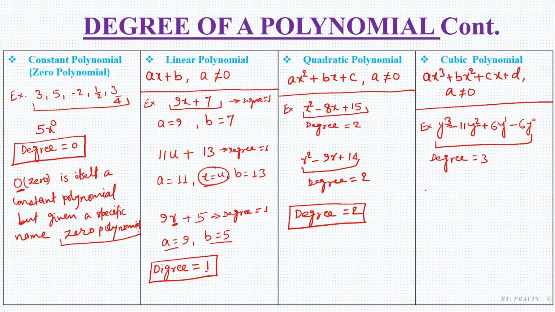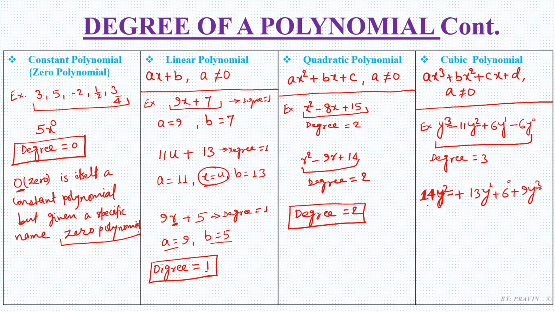Let's take another example. Say you have 14y square plus 13y plus 6 plus 9y cube. So here you find that this term, 14y square, has the degree 2 for variable y. Here in the 13y term, the power of y is 1. Here 6 is a constant, so the power will be 0. And here in this term, y has power 3.